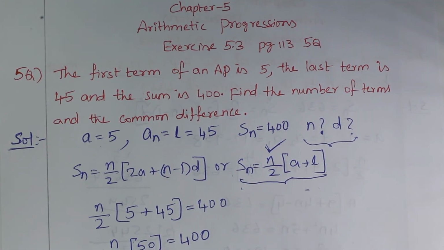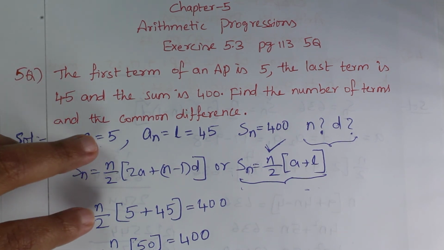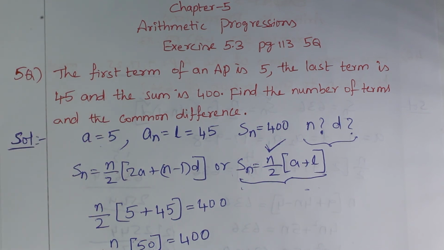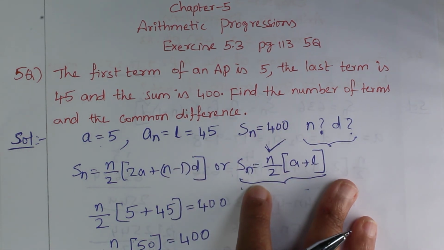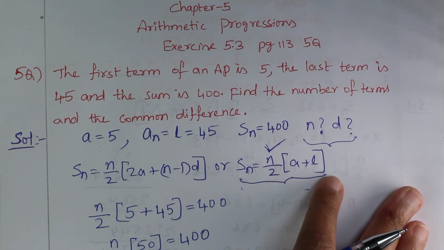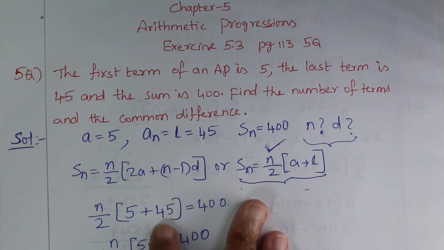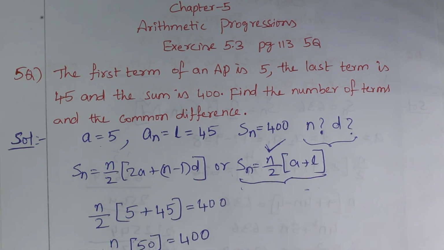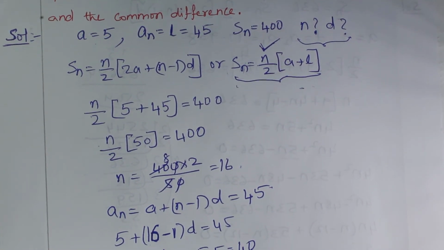So I'll explain the question once again. He has given the first term and the last term in the series and the sum of the first n terms in the arithmetic progression. We have to find the n value and the common difference. So we know an, the last term, is equal to 45. That's why we are going to use the formula Sn is equal to n by 2 into a plus l. So here n by 2 into 5 plus 45 is equal to Sn, which is 400. So I got the n value as 16. There are 16 terms in this arithmetic progression.